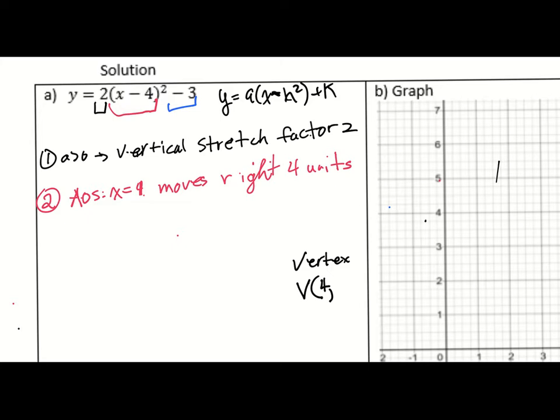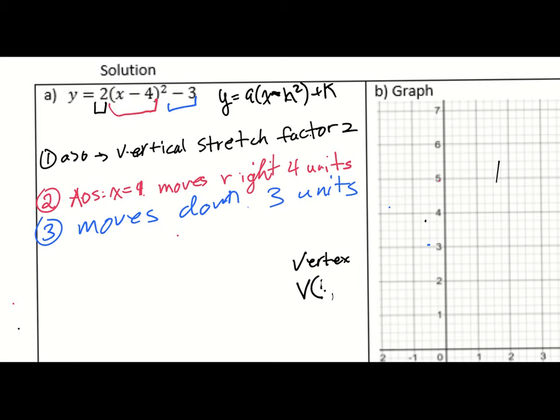And the stuff that's in the blue, I'm going to say, because it's on the outside, we take it for what it is. It's minus 3. So this means our parabola moves down 3 units. And that's all we need.